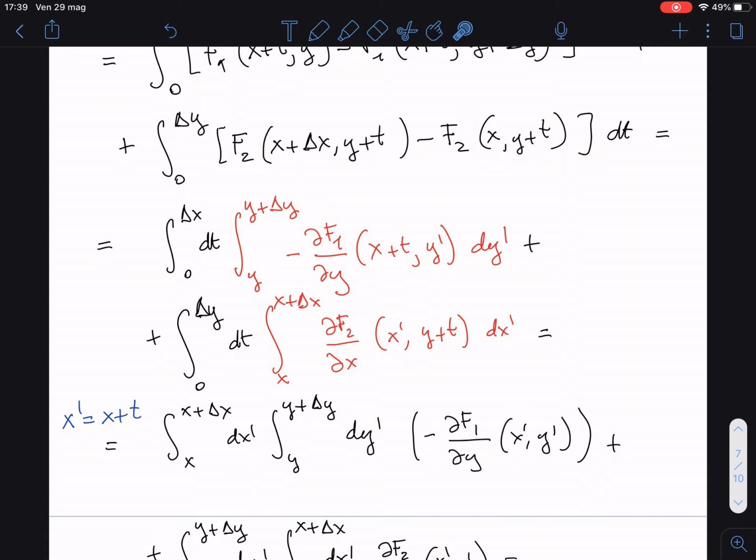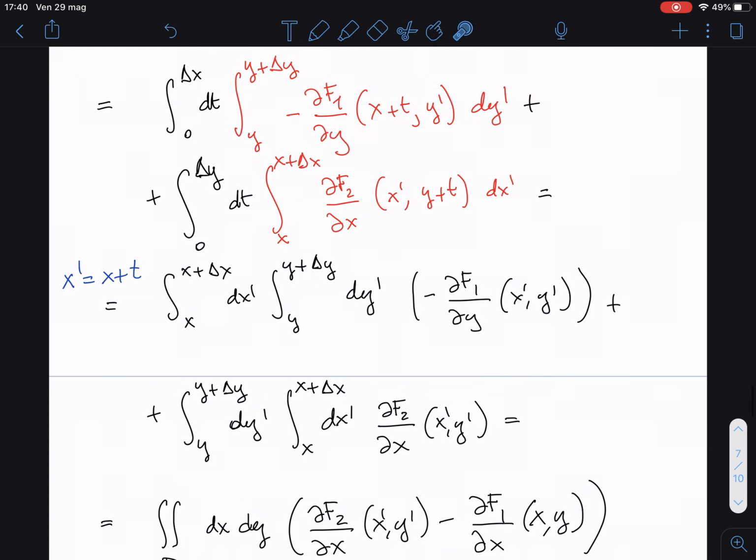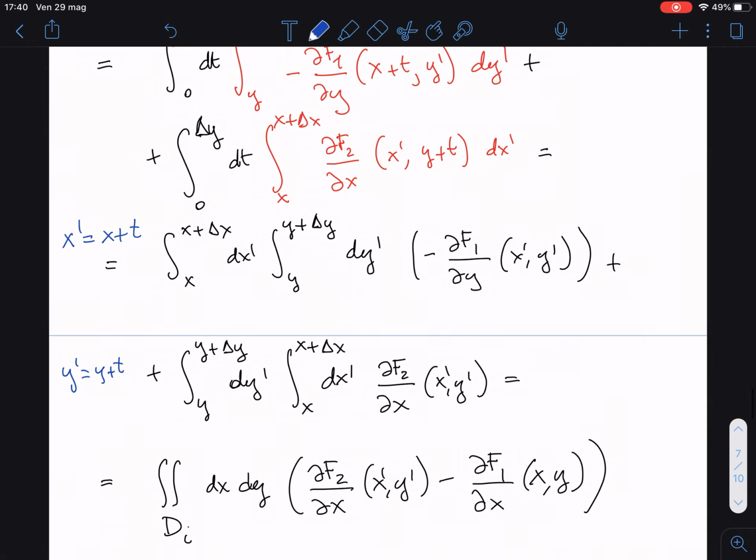So t going from 0 to delta x becomes x prime going from x to x plus delta x. Okay? And the new expression of the integrand is that. The same we do for the second variable. The same we do for the second term, and we introduce y prime, which is y plus t, and this is what we get.